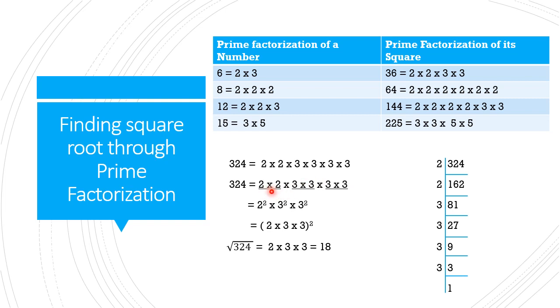Now we are writing 2 into 2 as 2 square. 3 into 3 we write as 3 square and 3 into 3 we write as 3 square, and between we have the multiplication sign. Okay. Now from each part we are taking these bases together. 2 into 3 into 3 and this square we are putting as common. Okay. Now 324 we got as 2 into 3 into 3 whole square. Now we are putting the square root symbol here. So 2 into 3 into 3 whole square, that also we are putting under the square root symbol.